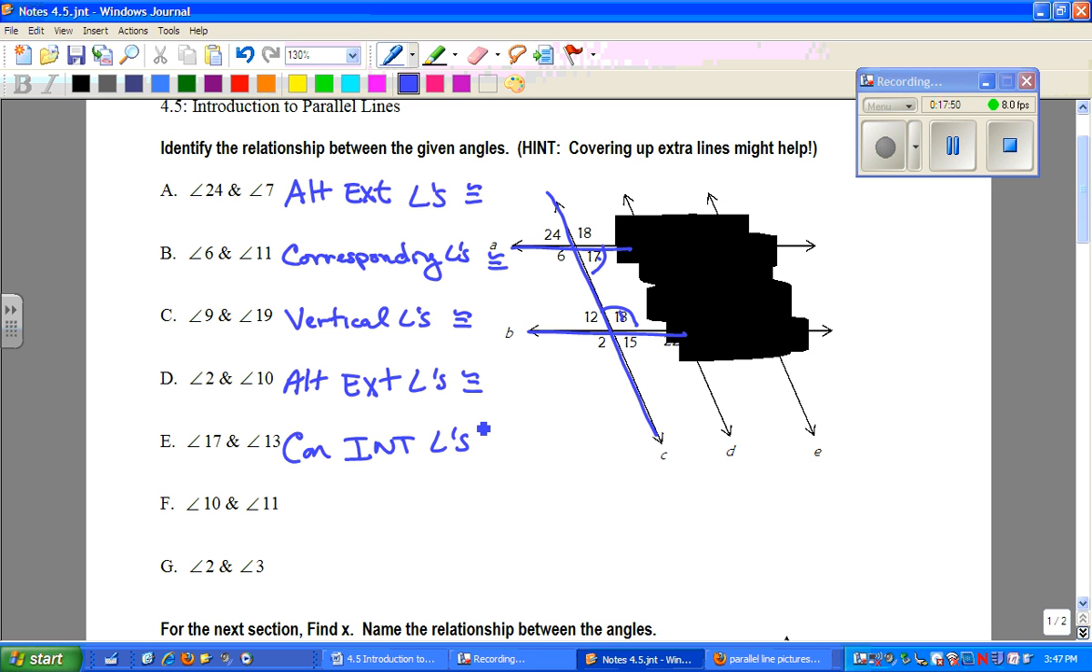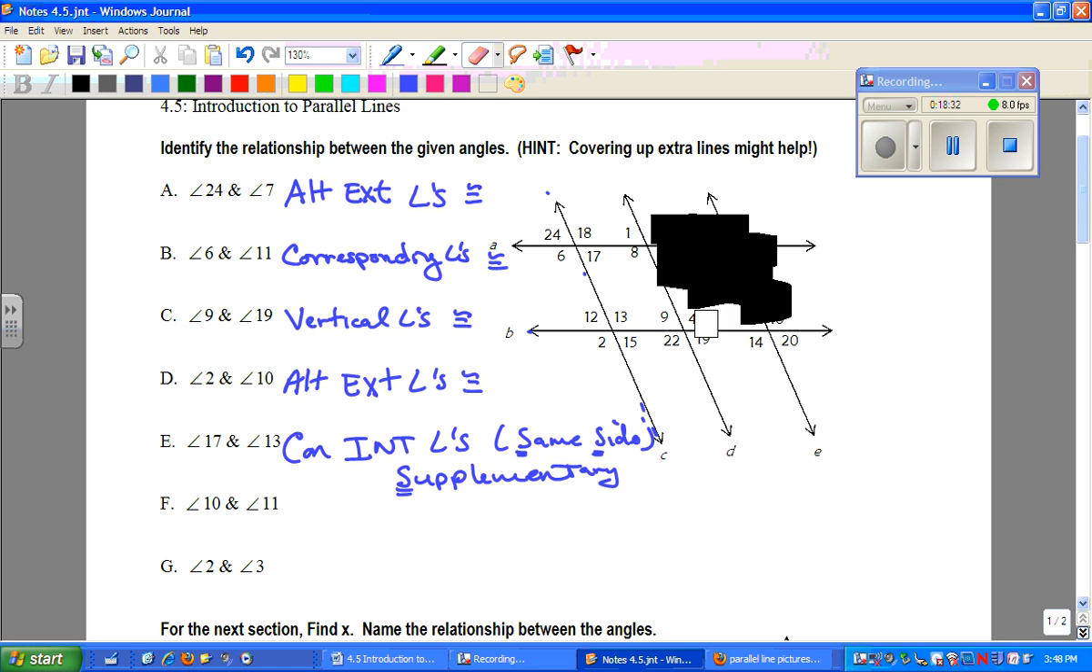All right, now this is where we change it up. Consecutive interior. They're the same side. So they're not going to be congruent. Consecutive interior angles, guess what they're going to be? Not congruent. They're going to be supplementary. That's how I remember it. They're same side. Same side is supplementary. Say it. Good. Get a little more with the S's. Same side, supplementary. Have a little fun with it. Come on. Same side, supplementary.